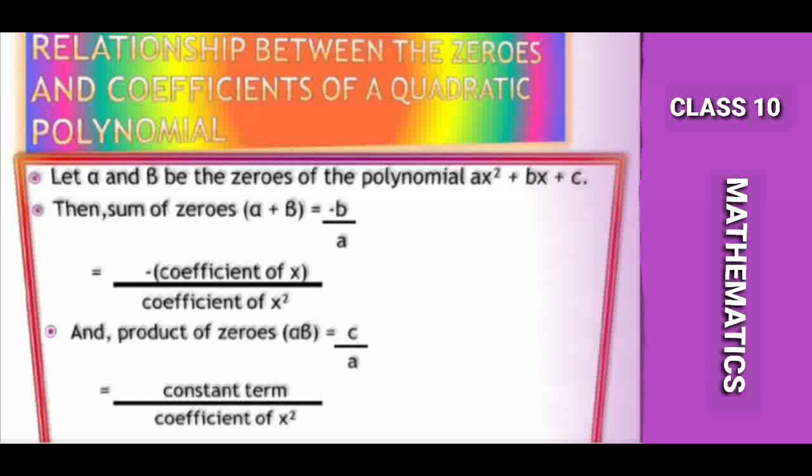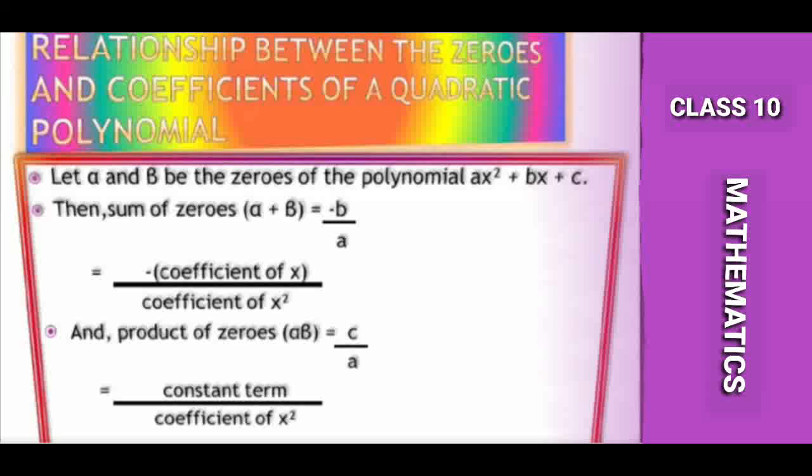Last day we studied the number of zeros of a polynomial, or how we can find the number of zeros from the geometrical representation. Today we are going to study not only the number of zeros, but the relationship between the zeros and the coefficients of the terms of a quadratic polynomial.